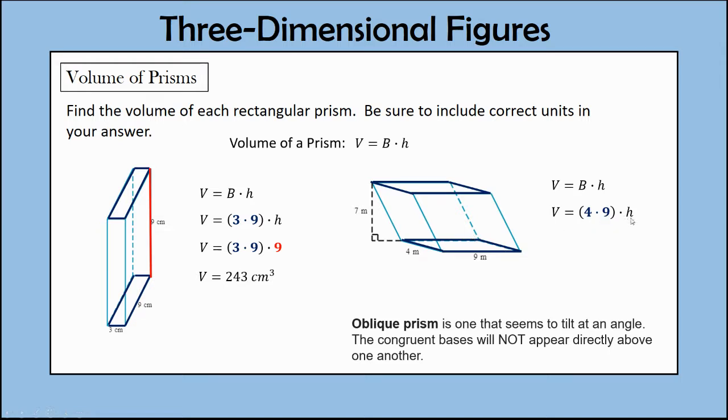Now the height here is where you've got to look into it a little bit. The height is the distance between the two bases, and the distance has to be direct, a right angle distance, okay? Distance from top to bottom. That's this over here. So the height of this one is 7. So then 4 times 9 times 7, 252 centimeters cubed. That's the volume for this oblique rectangular prism. All right, so we calculate them the exact same way.